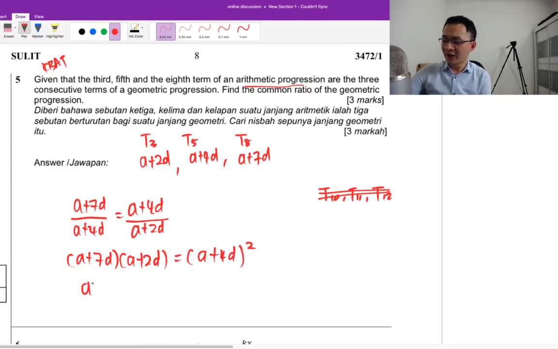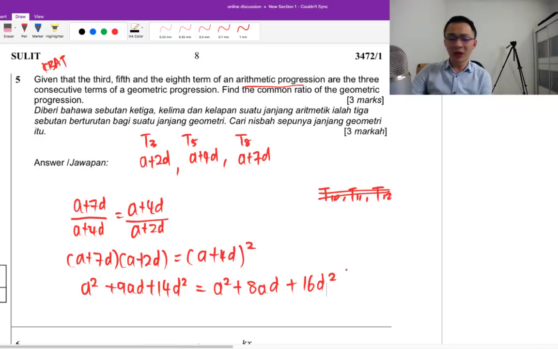So therefore I have A square plus 7 plus 9AD plus 14D square, which equals A square plus 8AD plus 16D square. Alright, then what I will do is I just simplify the equation. So I simplify A square and A square, and then I will move the 14D square to the other side.